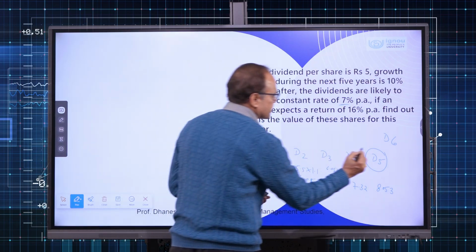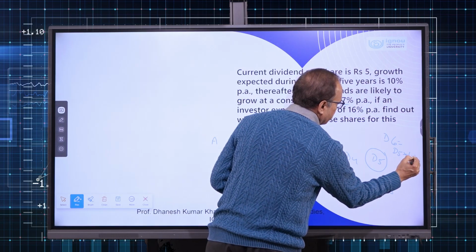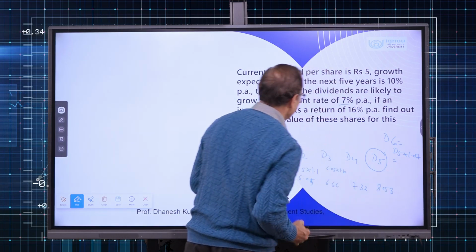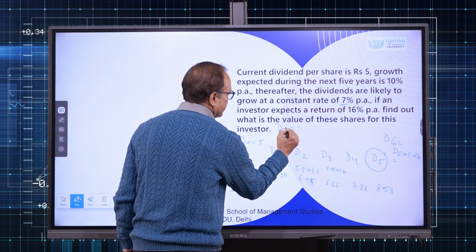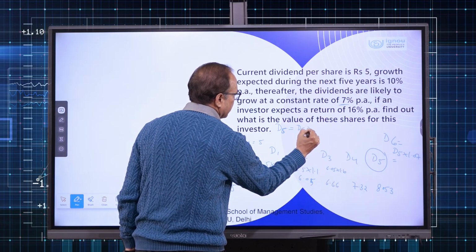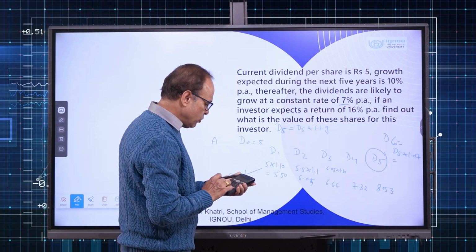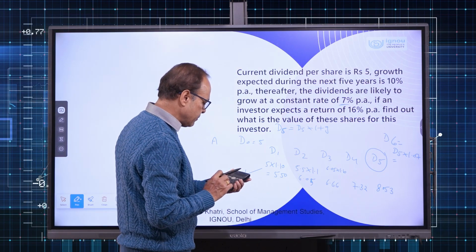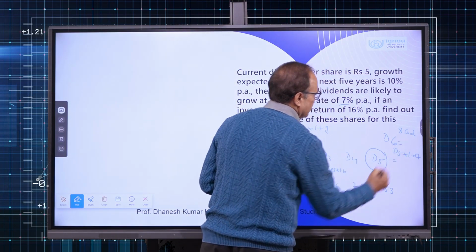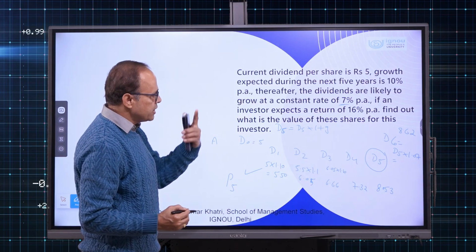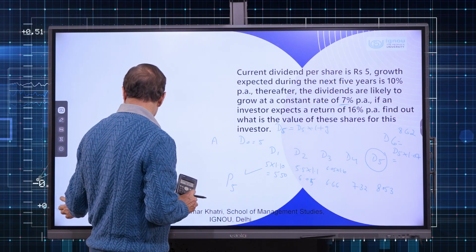So what will be my D6? D6 will be simple: D5 multiplied with 1.07, that is 1 plus g. So D6 is equal to D5 multiplied with 1 plus g. So we get 8.053 multiplied with 1.07, 8.62. So we are expecting a dividend for the 6th year of 8.62. Using those parameters, we can solve the numerical.